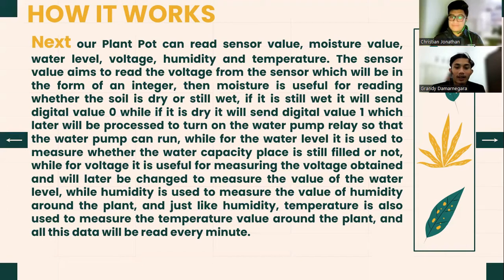While the water level is used to measure whether the water container is still filled or not. While voltage is useful for measuring the voltage obtained and will later be changed to measure the value of the water level. While humidity is used to measure the value of humidity around the plant, and just like humidity, temperature is also used to measure the temperature value around the plant. And all this data will be read every minute.